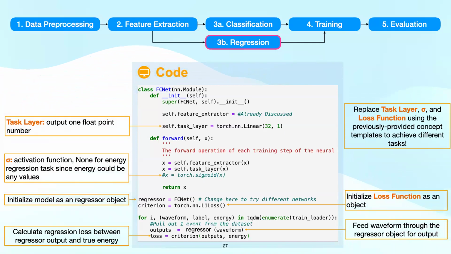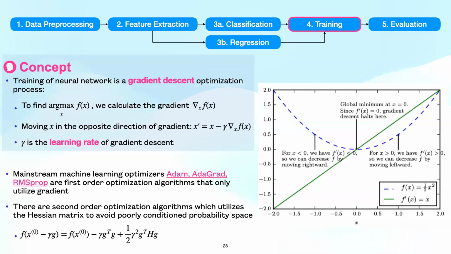So you can replace the task layer, the activation function, and the loss function with anything you just learned from the previous templates to achieve your own task, either classification or regression. Okay, now let's go to the training part of the neural network. I have about 30 minutes. I hope I can finish everything.